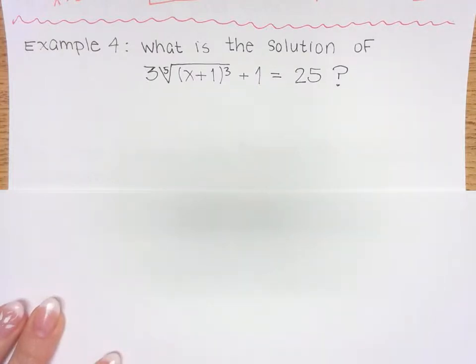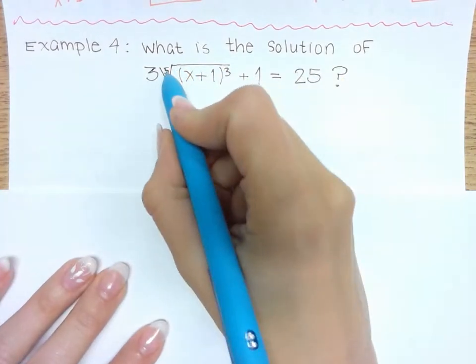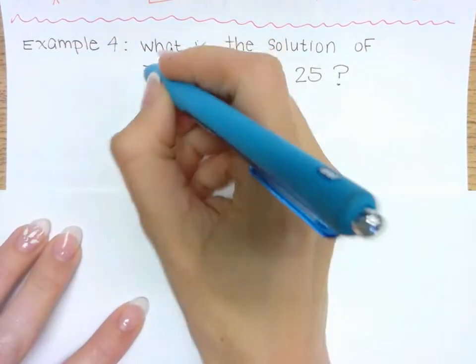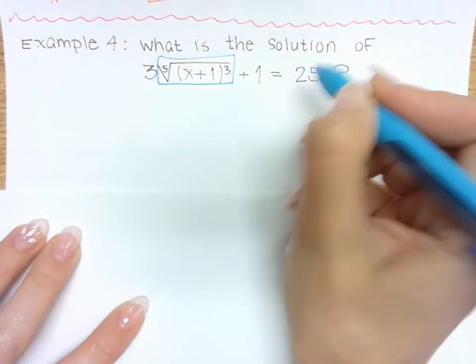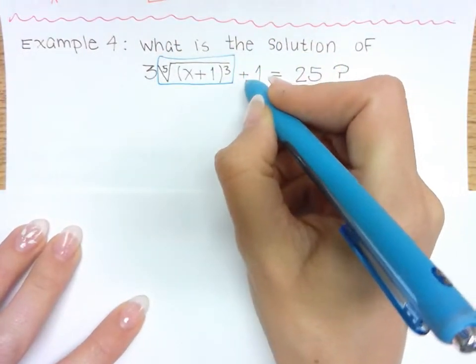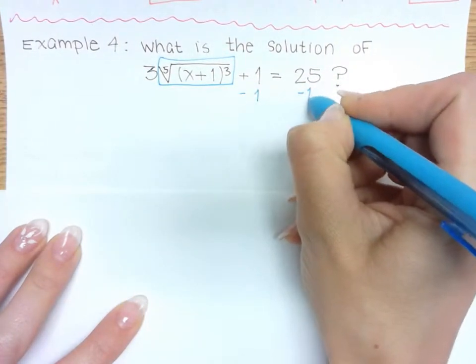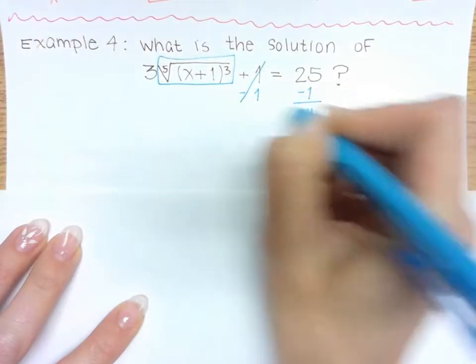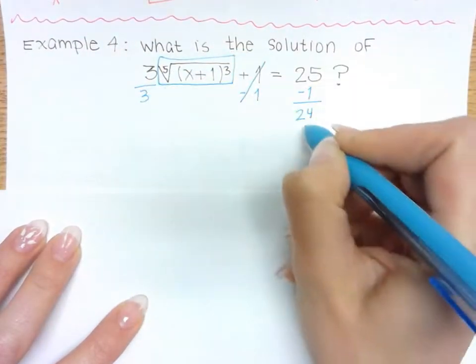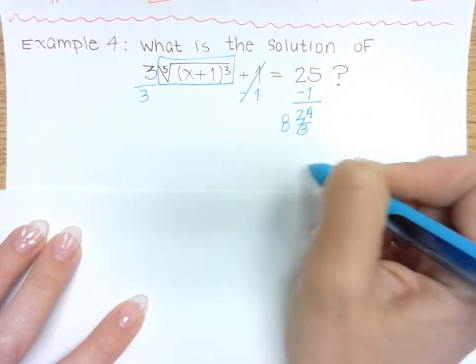Here we have another example. Same idea. This is really 3/5 power. See how it's really a radical. We want to isolate this. You need to get rid of the plus 1 first, not the 3. Always undo your addition or subtraction first. So if I subtract 1, I get a 24. Then I'm going to divide by 3. That's going to give me an 8 over here.